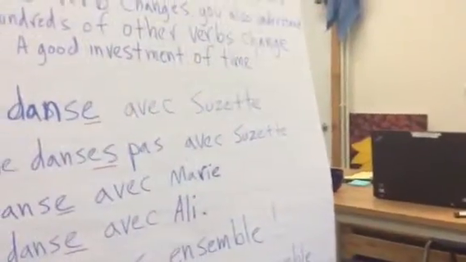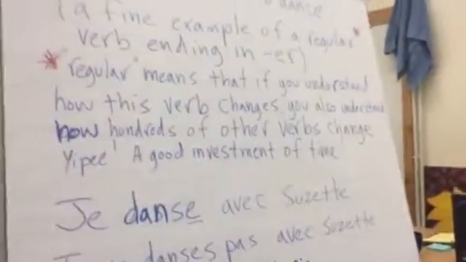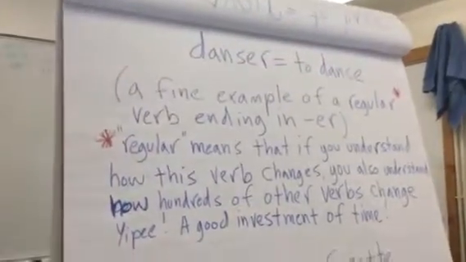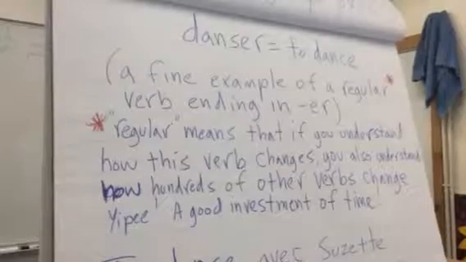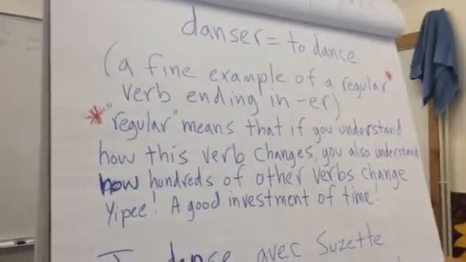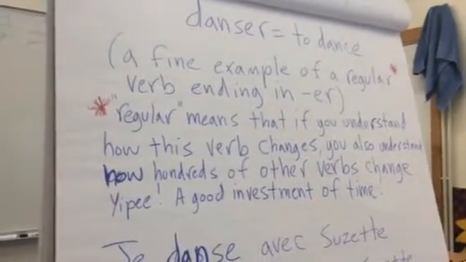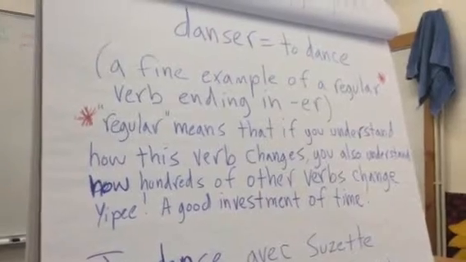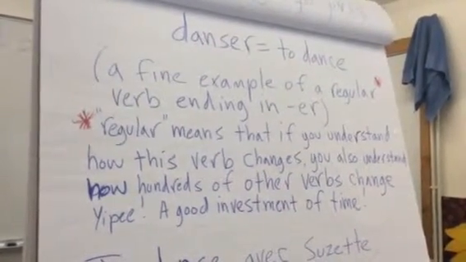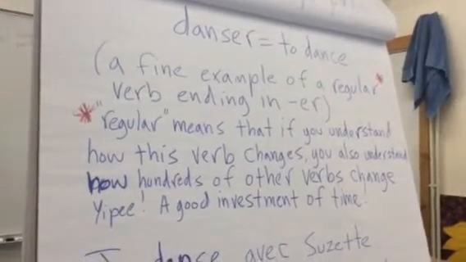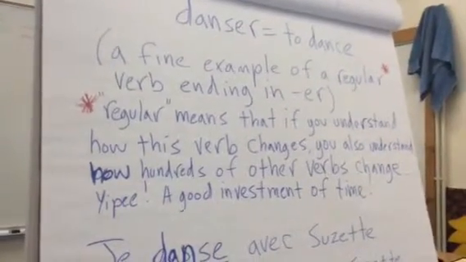Just do a quick review with you of some important verbs. Let's start with this group of ER verbs. There's a group of verbs called the ER verbs. They're called regular. Regular means that a whole bunch of them all follow the same pattern. In English, we often have regular verbs too, like talk.